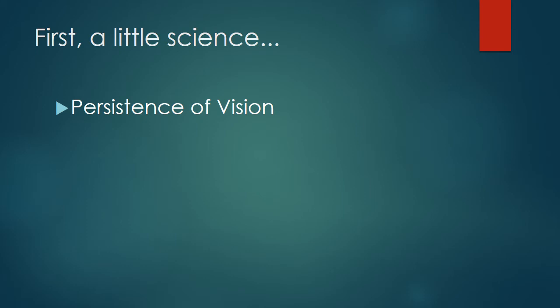That is how flip books work, where you have a series of drawings and you flip the pages very fast and it looks like it's moving. That's because the images blend, because the first image is still a little bit there when the second image comes. Same with the third, fourth, fifth.